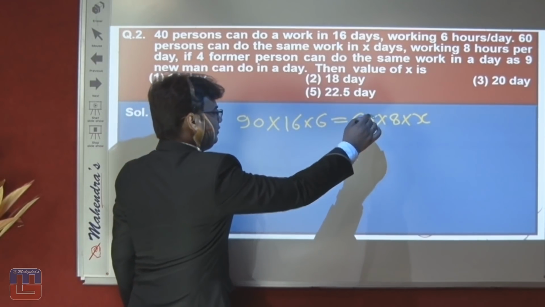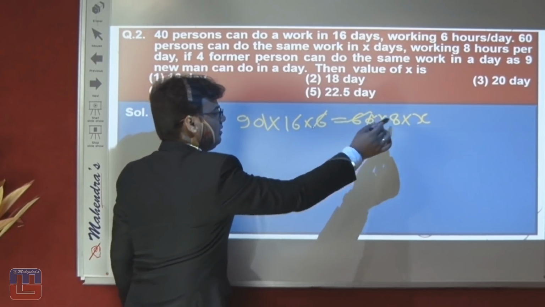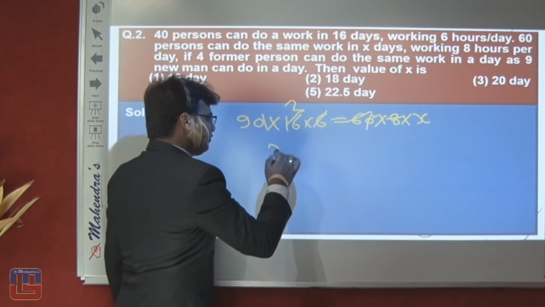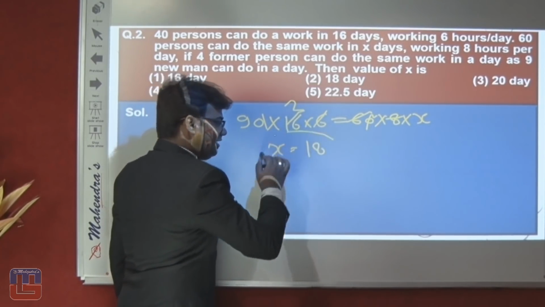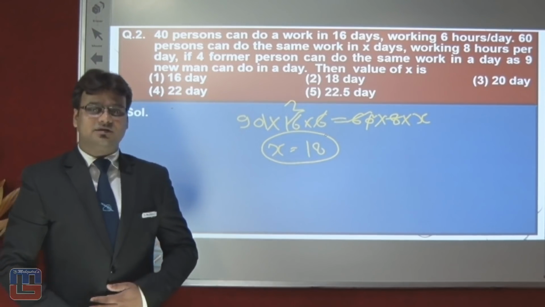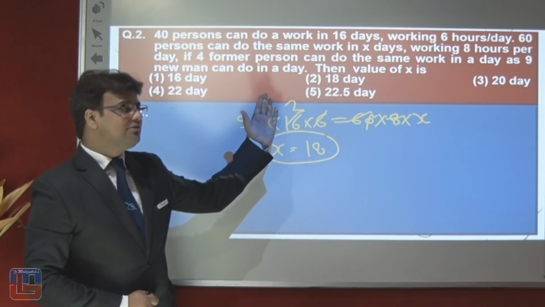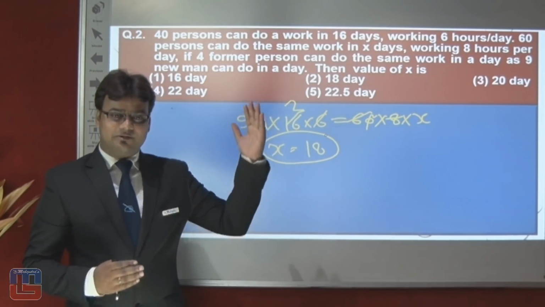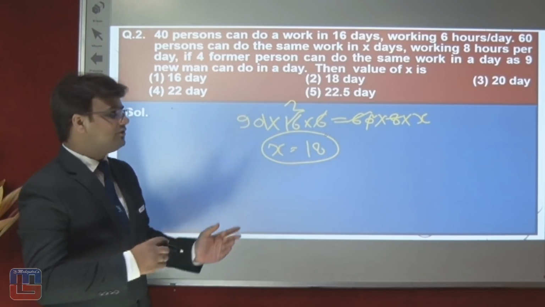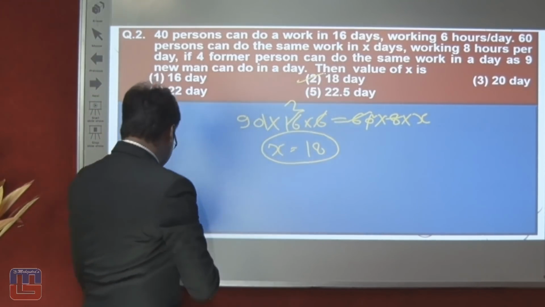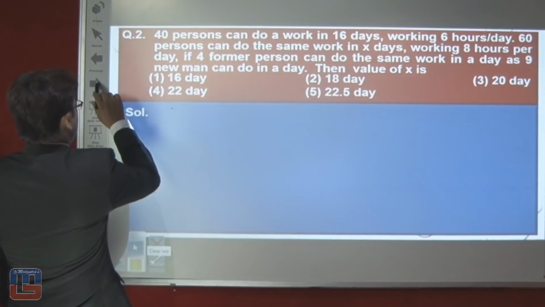The 0s cancel, the 6s cancel, 8 twos are 16 and 9 twos are 18. That means in place of X is 18 days, so the value of X is 18. It is available in our second option, so the correct answer is second.